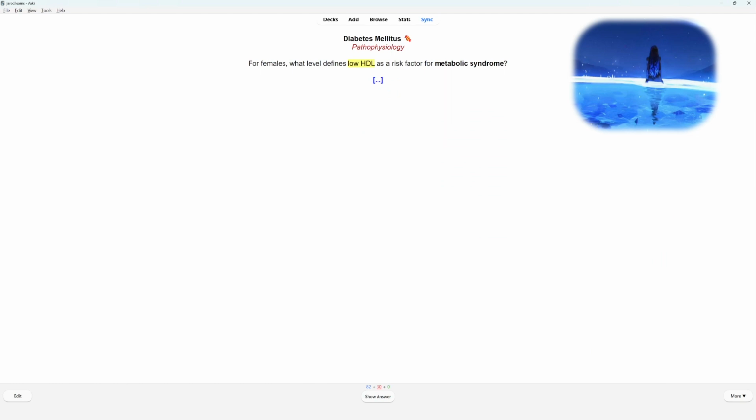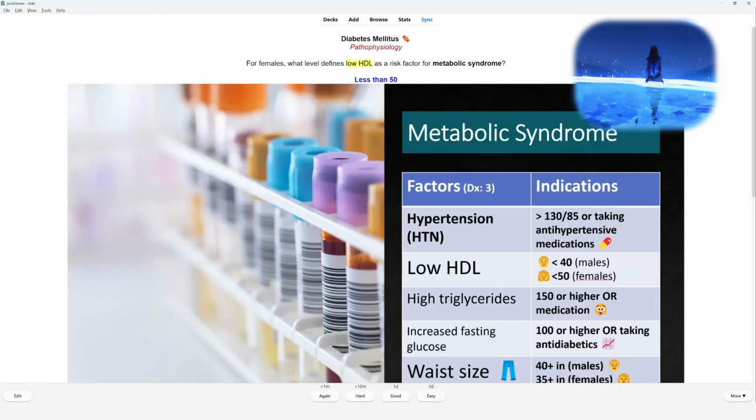I'll hit again. For females, what defines that, is it under 35? Oh, less than 50. That's circumference. Okay. Less than 50.